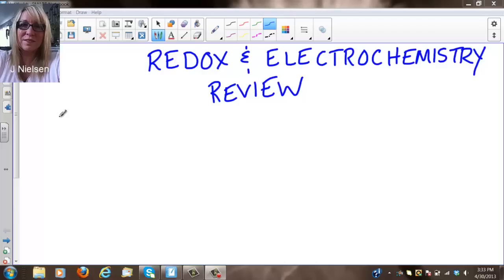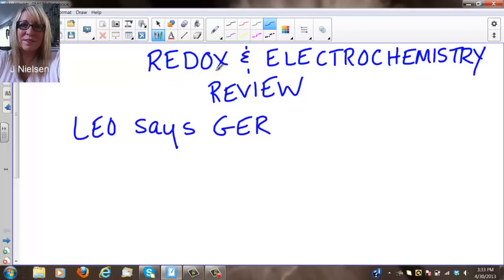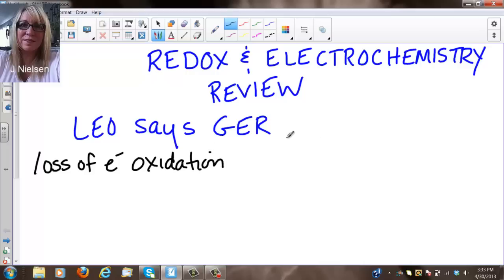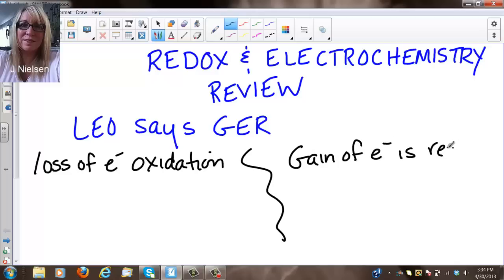What I would like to start with is, what is redox? Well, redox is when reduction and oxidation occur simultaneously. And we can remember it because of the saying, "LEO says GER," which we all know already: loss of electrons is oxidation, and gain of electrons is reduction.